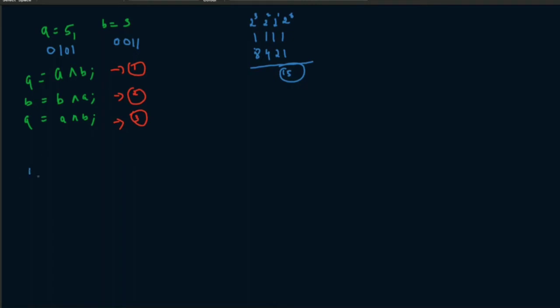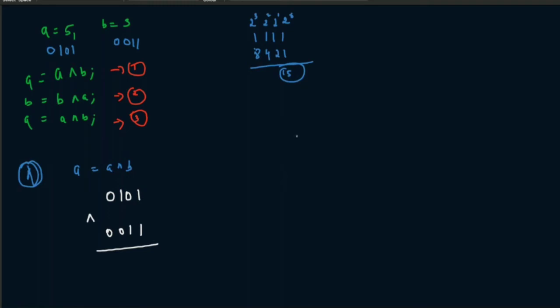Now I'll take the first equation: A equals A XOR B. What is A? A is nothing but 0 1 0 1. What operator am I using? XOR. What is the value of B? B is nothing but 0 0 1 1. So I need to do this operation.